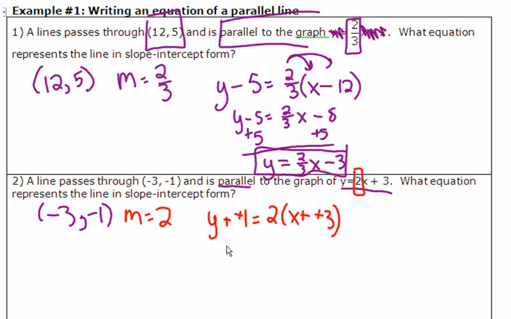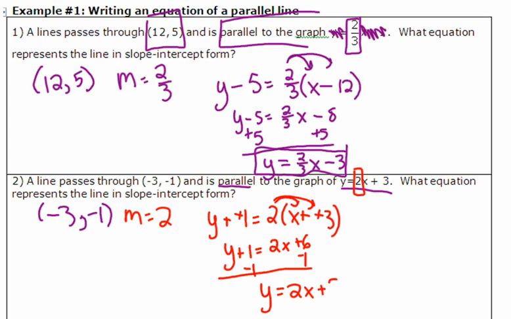And now I'm going to solve for y. So I have y plus 1 equals 2 times x is 2x, 2 times 3 is 6. Now I'm going to minus 1 on both sides, and I get y equals 2x plus 5. And there's my answer. So that would be writing equations of parallel lines.